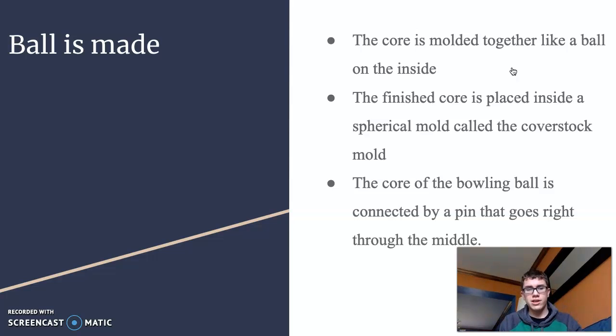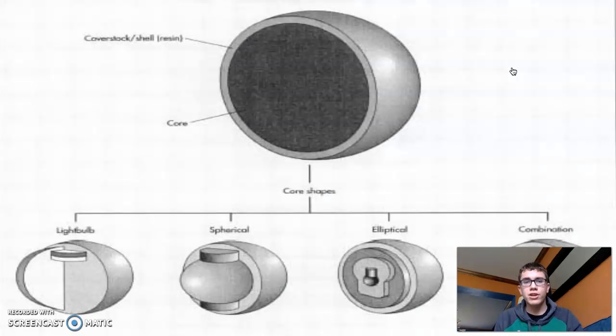And how the ball is made. The ball is made with the core, because the core is molded together, and then you go to the cover stock, because the cover stock is the spherical mold that covers the core, so that it doesn't move around a lot. And then the core of the bowling ball is connected by a pin that goes right in the middle of the bowling ball. And if you open it up, that's what it would look like on the inside.